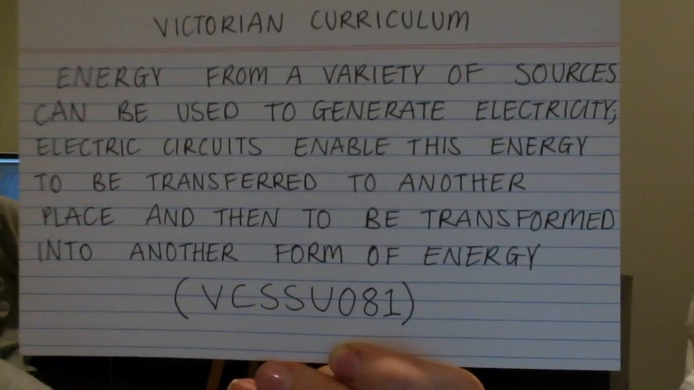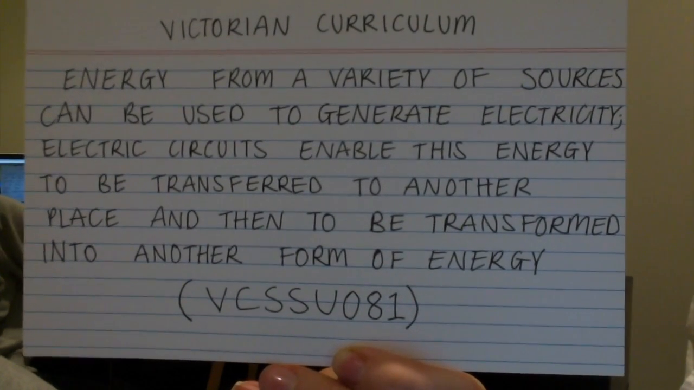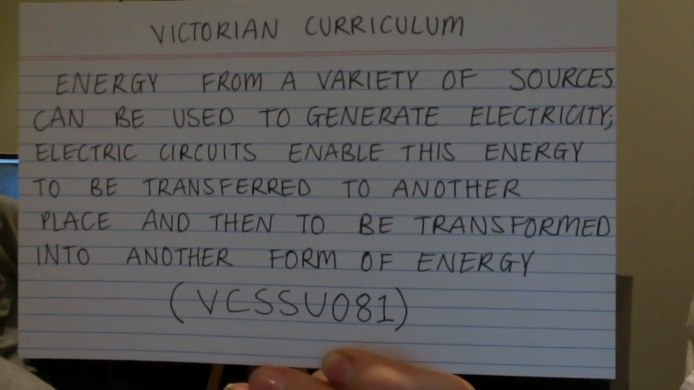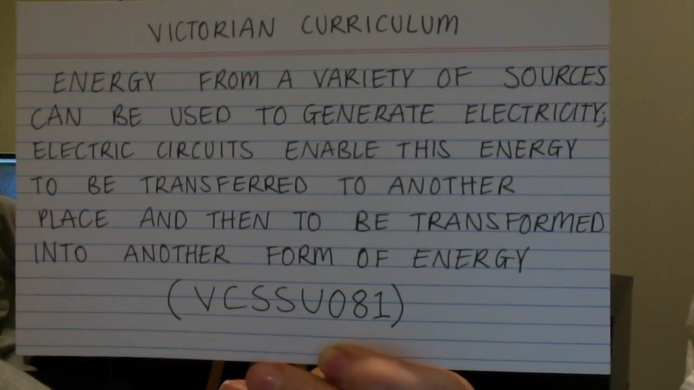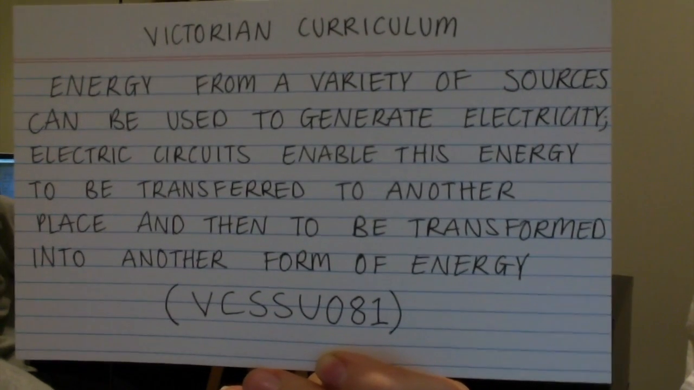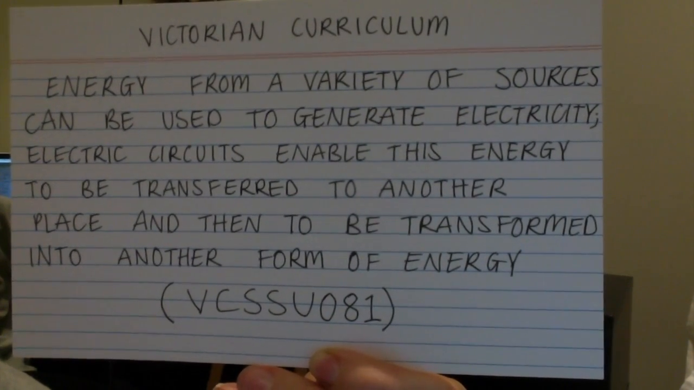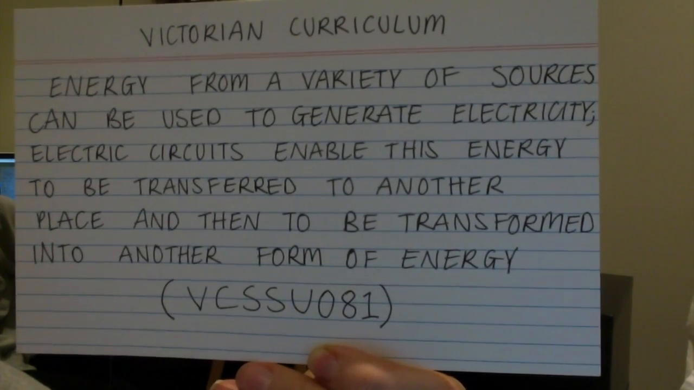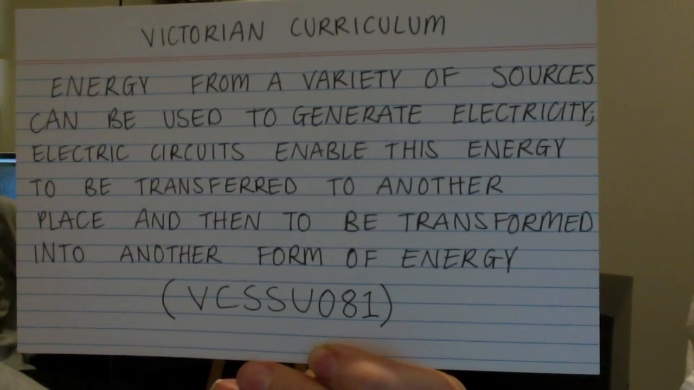In the Victorian curriculum for Level 6 Science, it does state that we need to teach students to understand energy from a variety of sources can be used to generate electricity. Electric circuits enable this energy to be transferred to another place and then to be transformed into another form of energy. In the beginning of the lesson, we wanted students to develop their understandings of what an electric circuit was and the components involved.